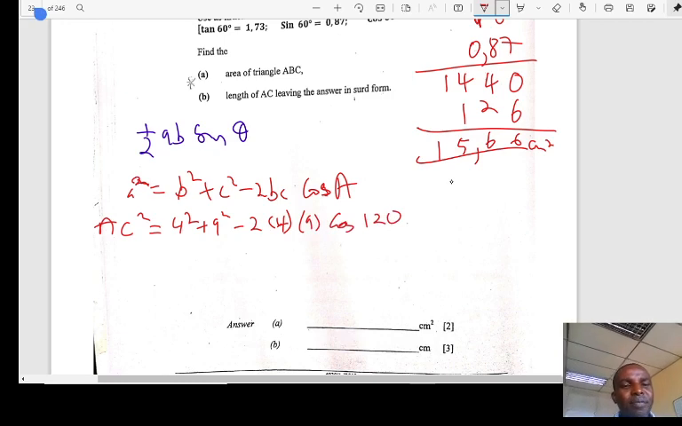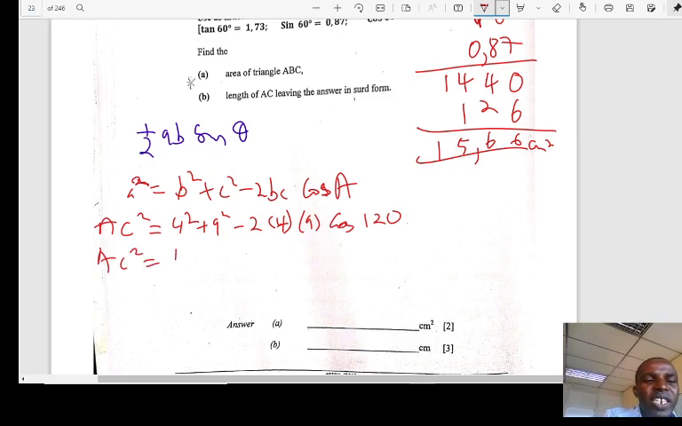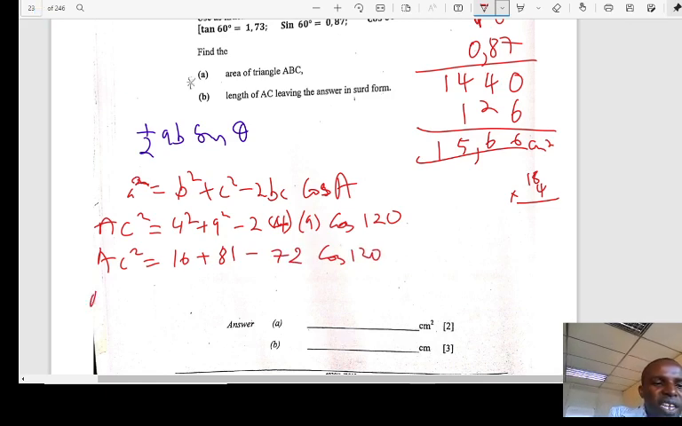Right, then let's simplify further. AC squared is equal to 4 squared is 16, 9 squared is 81, minus 2 times 4 times 9. 2 times 9 is 18, 18 times 4 is 72, then cos 120. Then you simplify. AC squared is equal to 16 plus 81 is 97, minus 72, then cos 120.